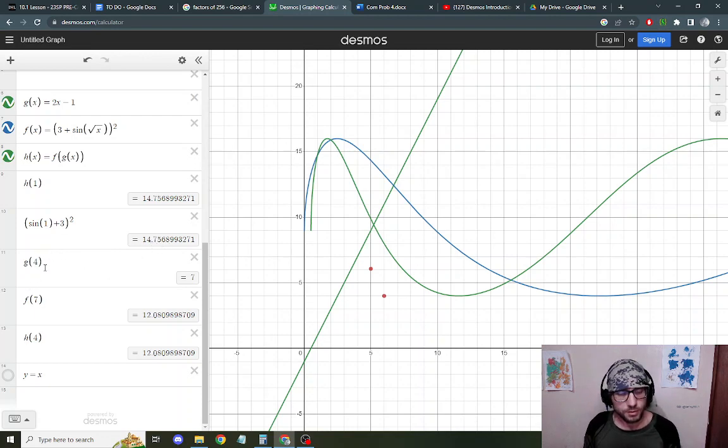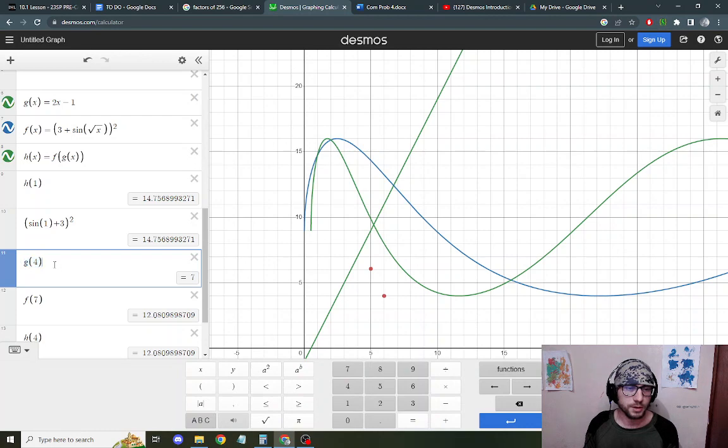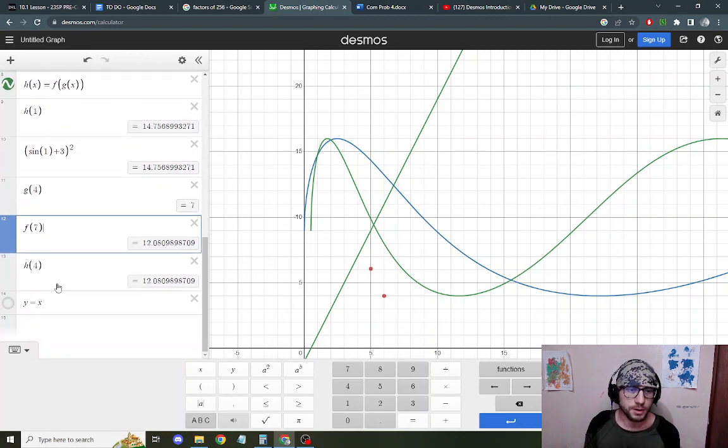But the interesting point here, if you plug 4 into the g function, you'll get 7. Okay. Now because this is fed into f, your input for f is the output of g. So if I put 7 into f, then I get 12.08, so on and so forth.